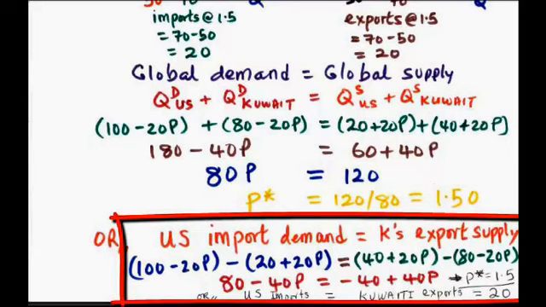And in order to get the excess demand at 1.50, you plug 1.50 into the excess demand in the US or the excess supply in Kuwait, and you would get the quantity that's imported. So at the price of 1.50, we get 1.5 times 40 is 60, 60 from 80 is 20, and the imports would be 20 at a price of 1.50, which would be exactly the exports by Kuwait.